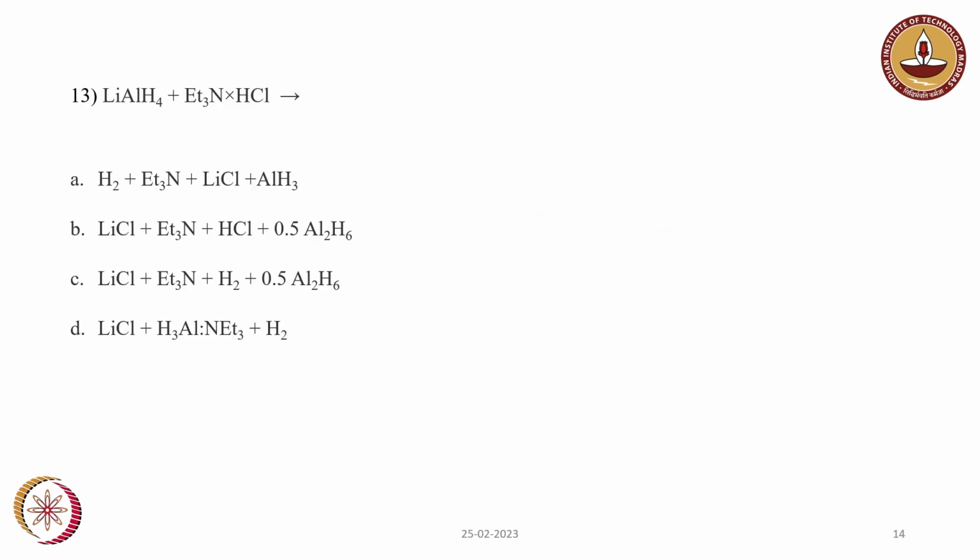Next question is: lithium aluminum hydride plus Et3N in HCl will give. Option A is hydrogen gas plus Et3N plus lithium chloride plus aluminum hydride. B is lithium chloride plus Et3N plus HCl plus 0.5 Al2H6. C is lithium chloride plus Et3N plus H2 plus 0.5 Al2H6. And D is lithium chloride plus AlH3 and Et3N plus H2.